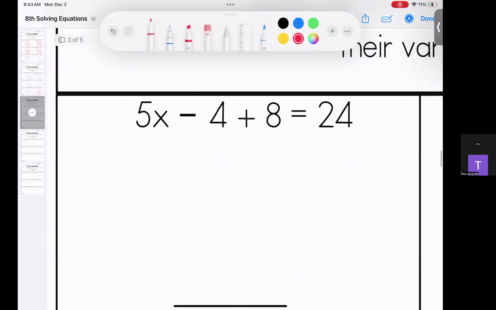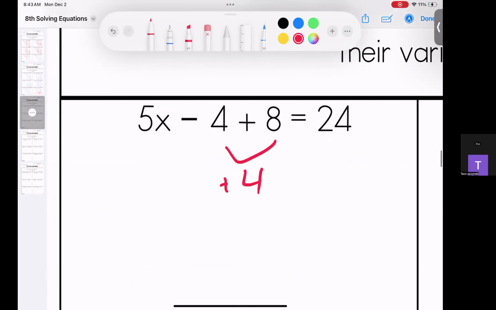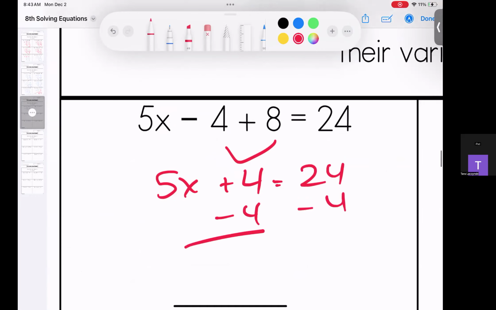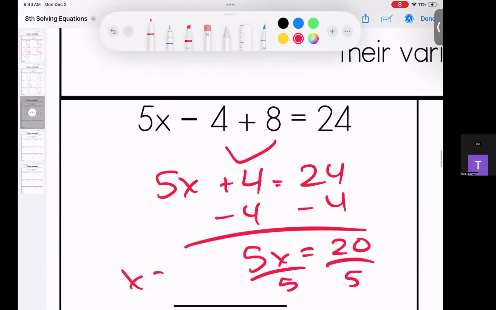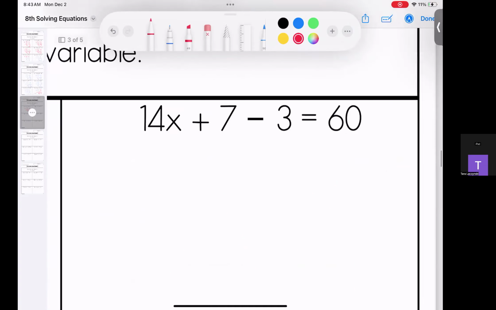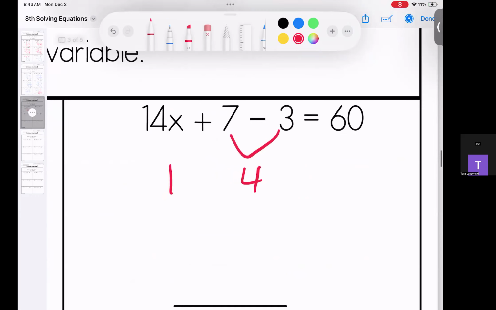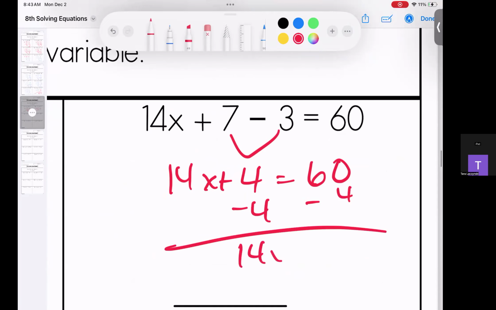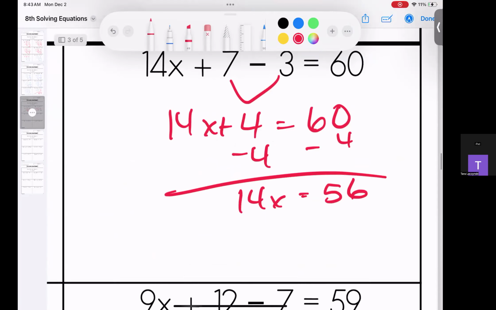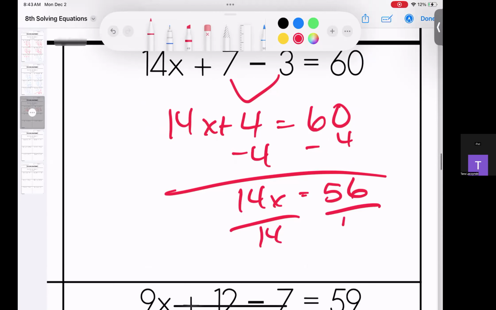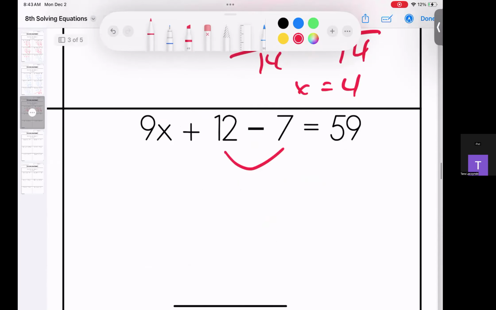All right, page 3, we have a 4. It's positive. 5x is equal to 20. Divide by 5. X is equal to 4. Over here, subtracting. 14x is equal to 56. Divide by 14. X is equal to 4.